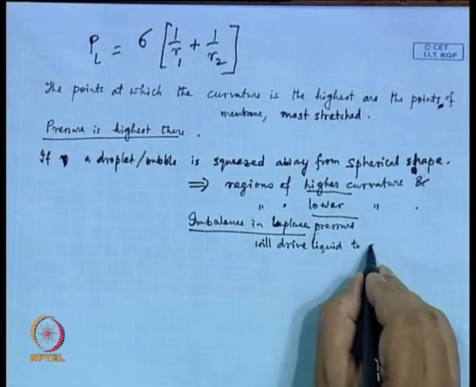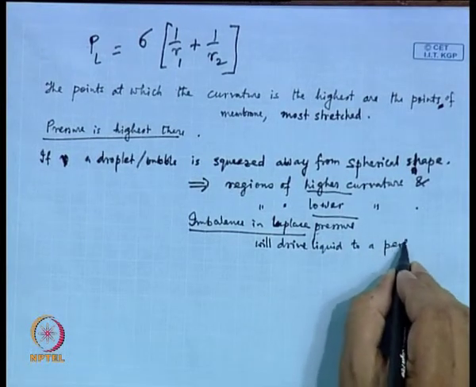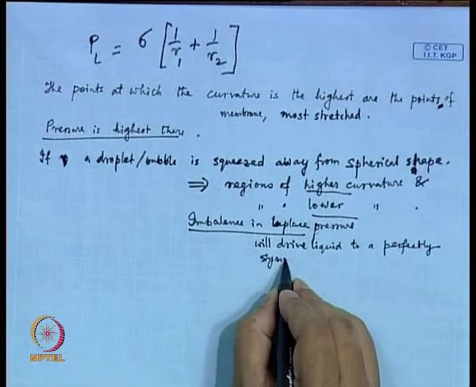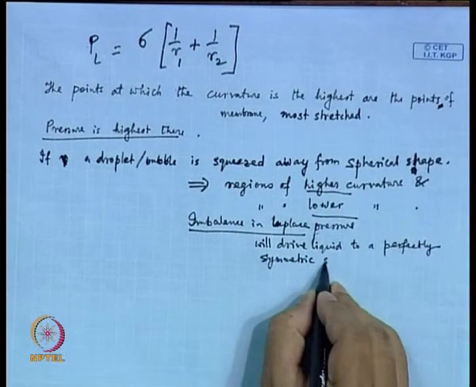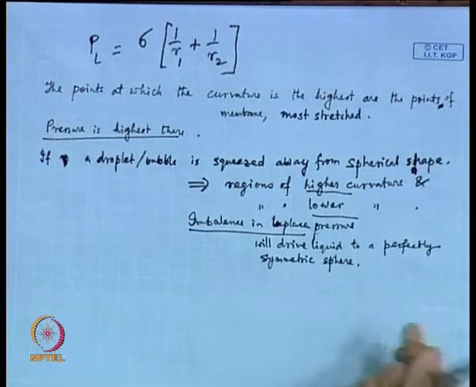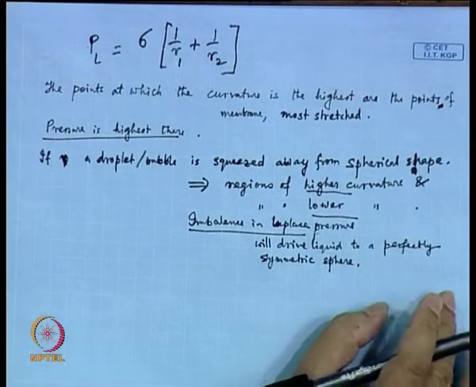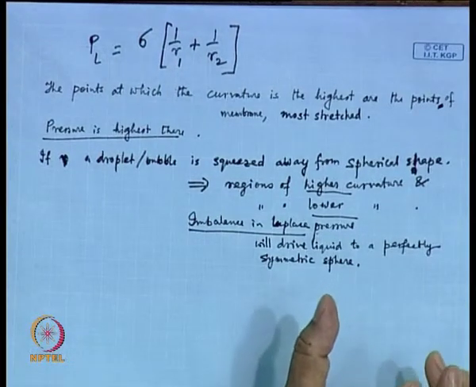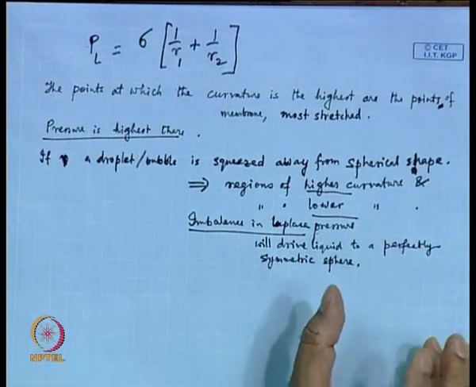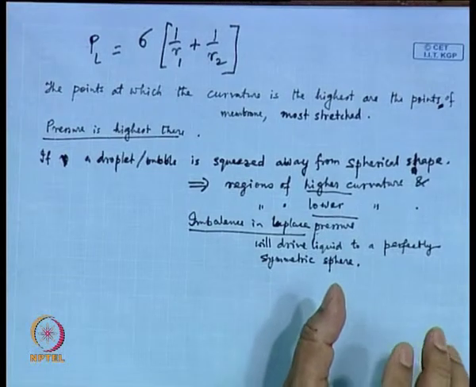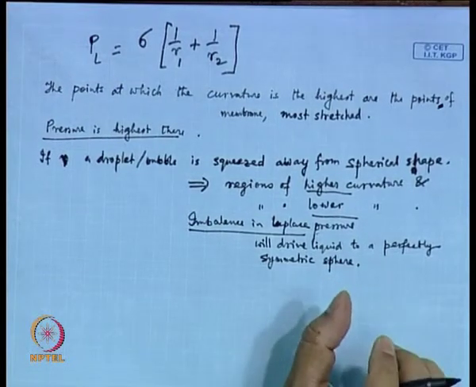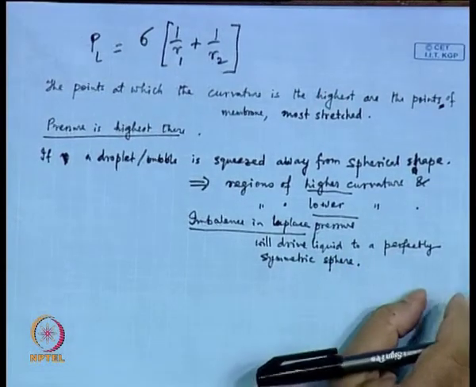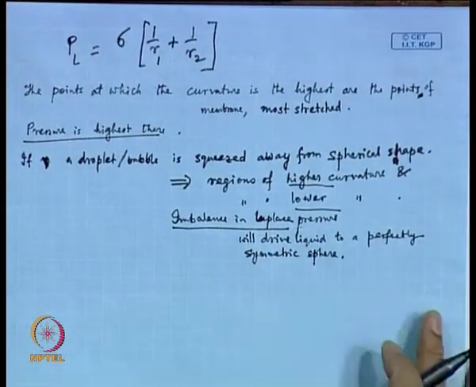This imbalance in Laplace pressure will drive liquid to a perfectly symmetric sphere. So, this is one point you need to remember, that it is the perfectly symmetric spherical form that a droplet or a bubble will acquire. If you squeeze it and then let it leave on its own, it will acquire that spherical shape.